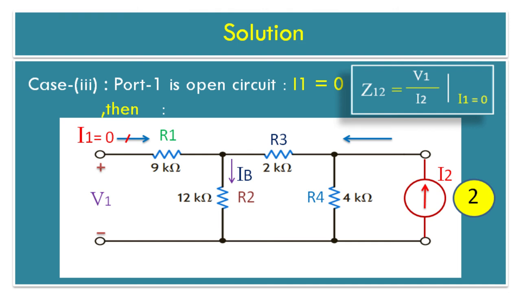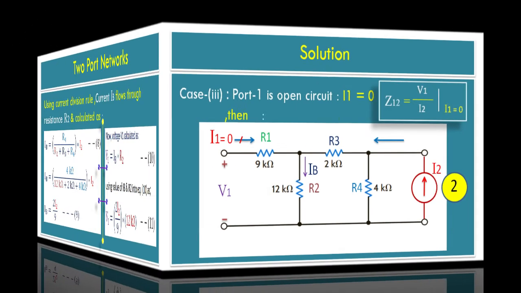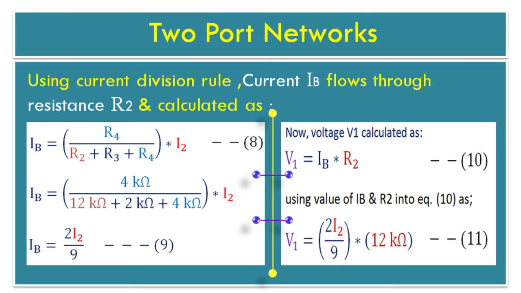I2 with current I1 is equal to 0 at port 1, means we are obtaining current IB in terms of current I2 and then find voltage V1 across resistance R2. Using current division rule, we are finding current IB which is flowing through resistance R2 as current IB is equal to resistance R4 divided by resistance R2 plus R3 plus R4 into current I2, which is given by equation 8.